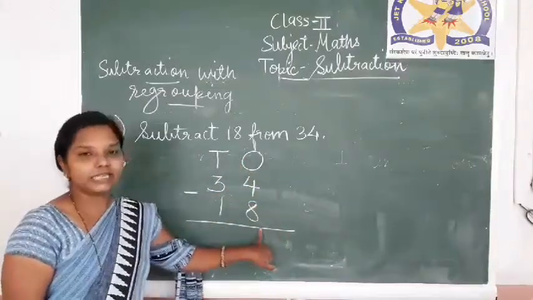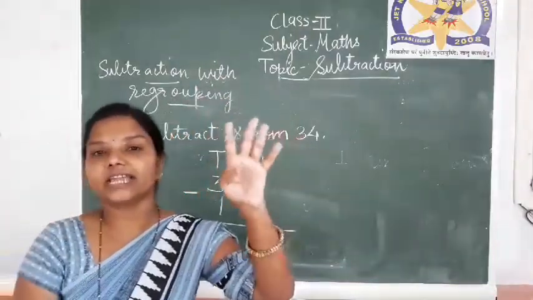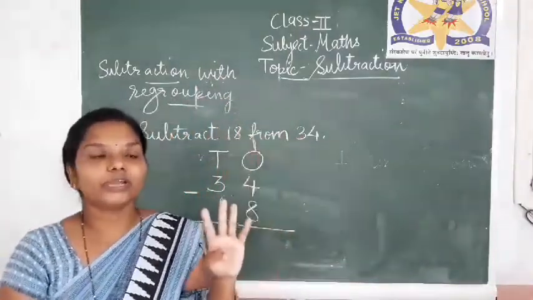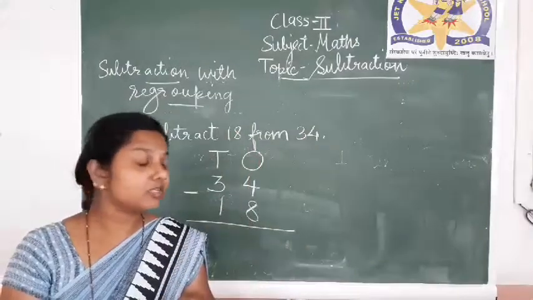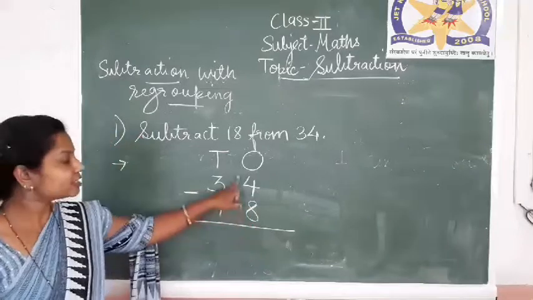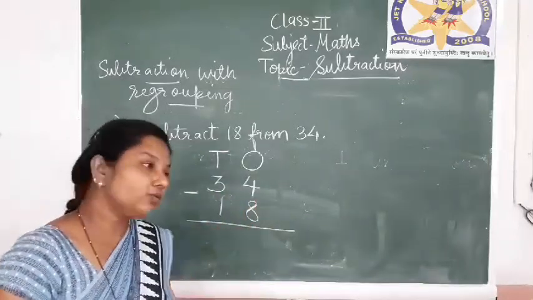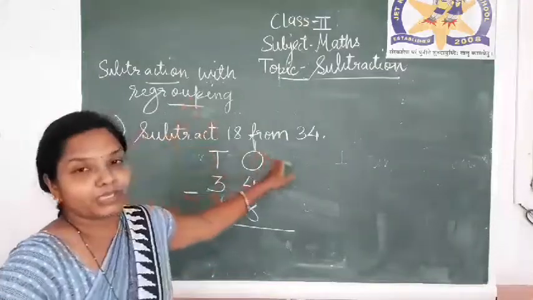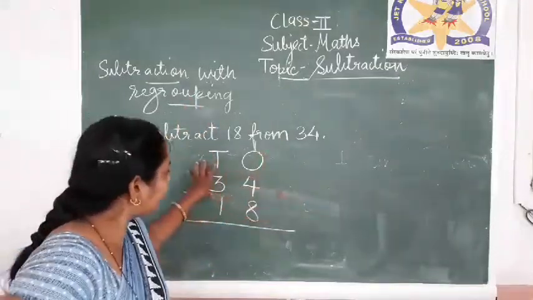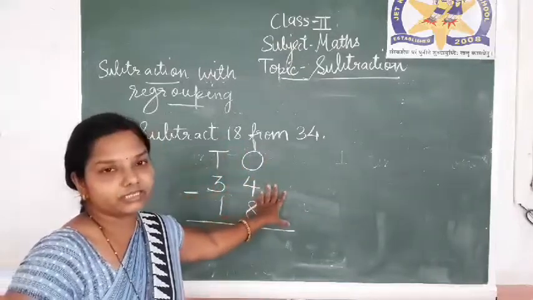4 minus 8. I am having 4 fingers. Can I subtract 8 fingers from these 4 fingers? No, it is not possible because 4 is smaller than 8. If it is smaller, then how can you do this? Yes, you can do this by regrouping. Regrouping means we are going to borrow 1 from tens and give it to the ones.